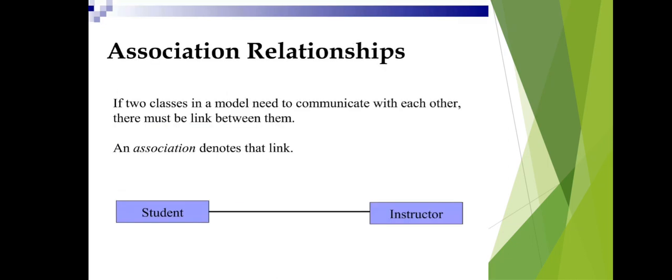Next is the association relationship. Association means we can communicate between two classes, and then we can show the link. For example, there are two classes: the first class is Student, and the second is Instructor. We can communicate from one class to another class, so we show an association. Association is shown as a straight line.